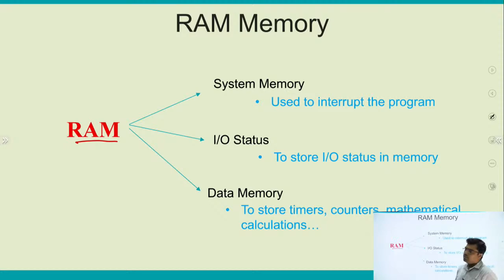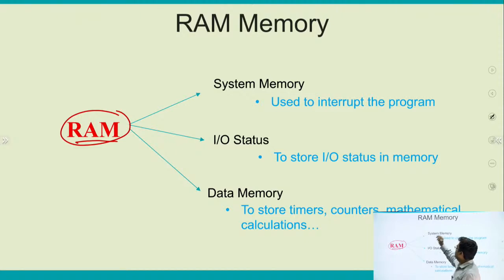This is volatile in nature: if the supply is cut out, or suddenly the power is cut out, the process will be stopped, or we have to do it again and the process starts from the beginning. That's why, with the RAM system, we use a battery backup, so that in case of any cutout in the power supply, the process cannot be stopped.